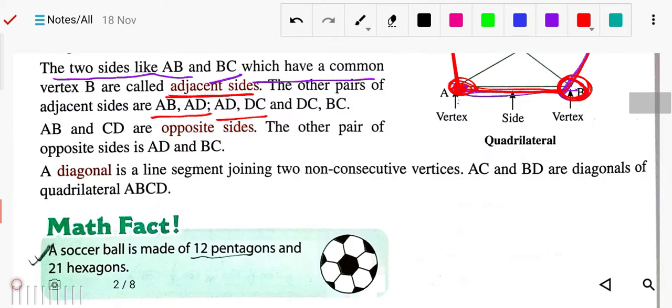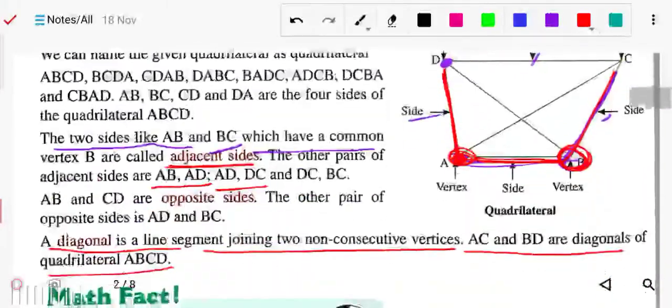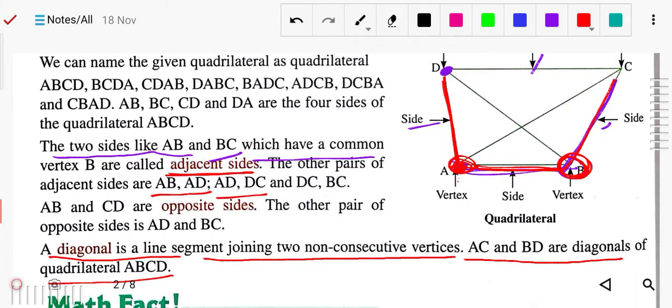Next, a diagonal is a line segment joining two non-consecutive vertices. AC and BD are the diagonals of the quadrilateral ABCD. A diagonal joins two vertices, like A as well as C, but they are non-consecutive, which means they do not come one by one, like A and B. They are opposite of each other. You can see these two vertices are opposite.